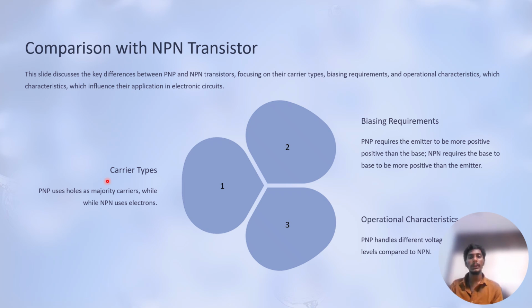Biasing requirements. PNP requires the emitter to be more positive than the base. As I said, an NPN transistor requires the base to be positive compared to the emitter. Operational characteristics. PNP handles different voltage levels compared to NPN. As I said, the PNP transistor has an ability to control the voltages compared to the NPN transistors.